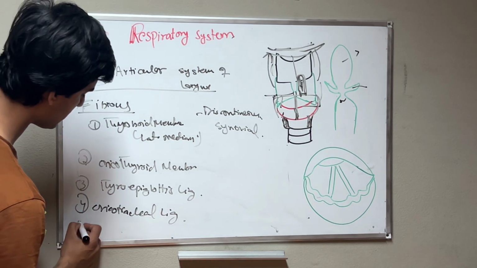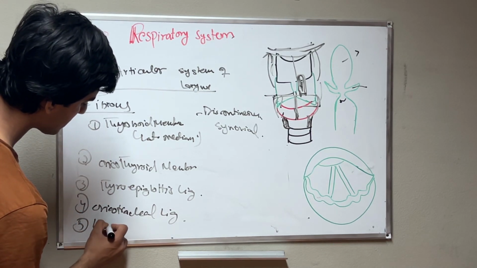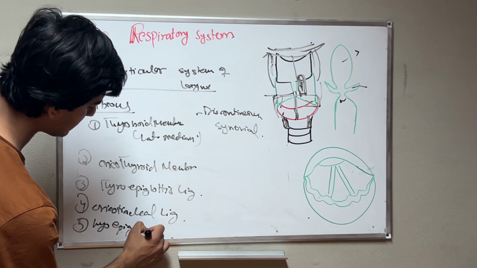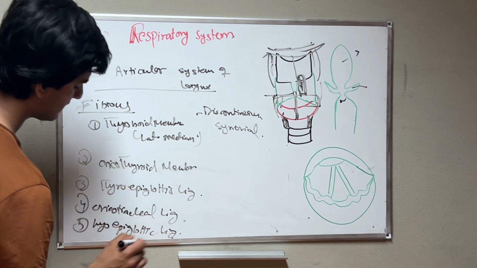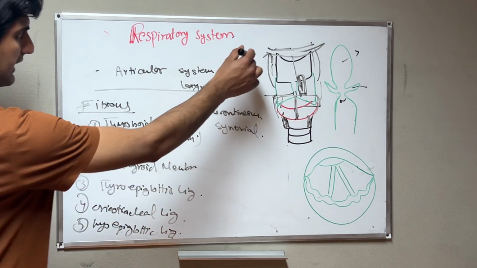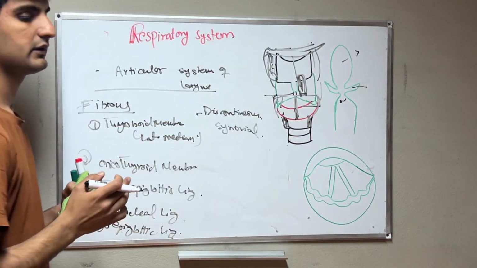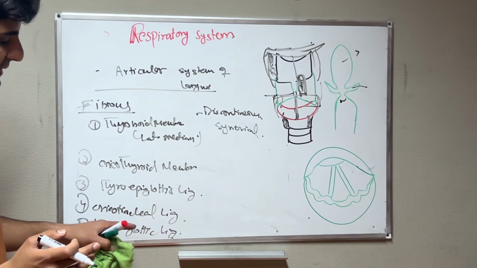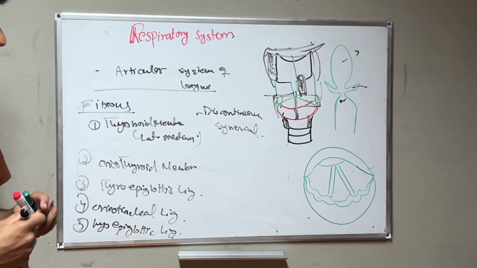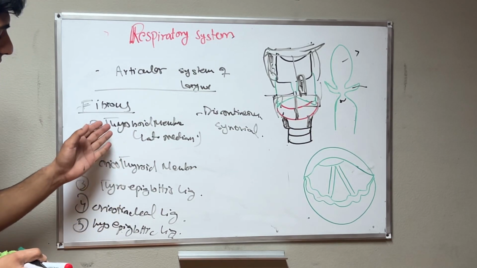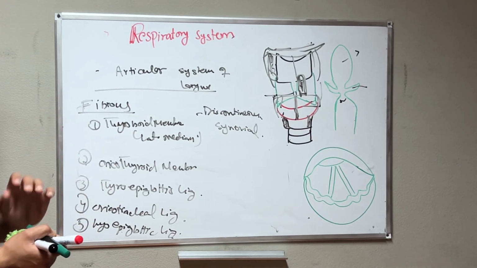And the fifth one we have, the hyoepiglottic ligaments. Between the hyoid and the epiglottis there are ligaments. It's called hyoepiglottic ligaments. These are the fibrous articulating system of the larynx.